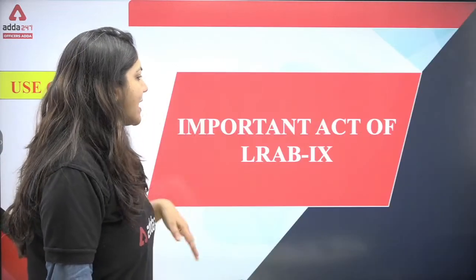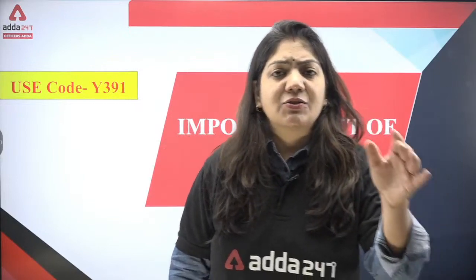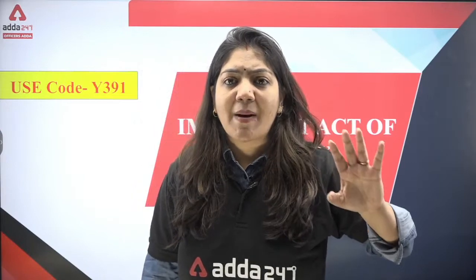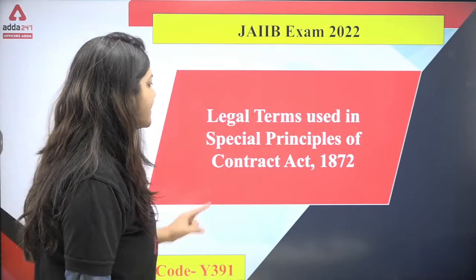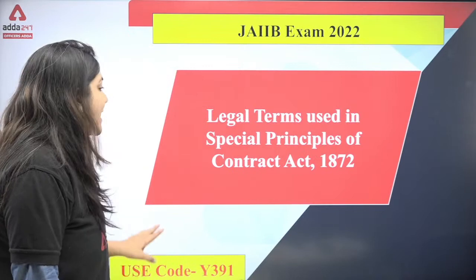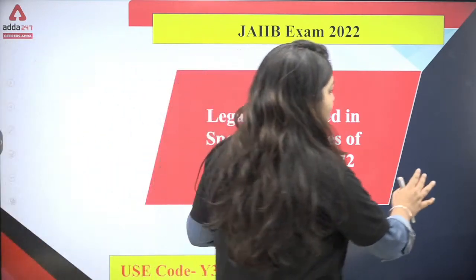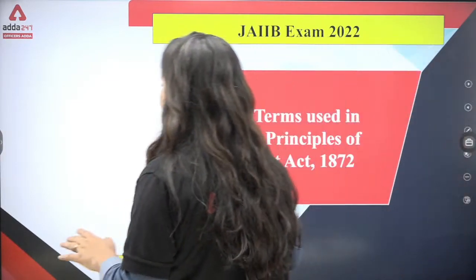Now in today's class again we are doing the important acts of your LRAB subject. As you know, the LRAB in your syllabus is totally divided into 4 parts. So in these 4 parts we are doing the important acts which are essential for your LRAB subject. Okay, now in this session what we are going to discuss is the legal terms used in the Special Principle of Contract Act 1872. Don't be scared that ma'am this title is so long.